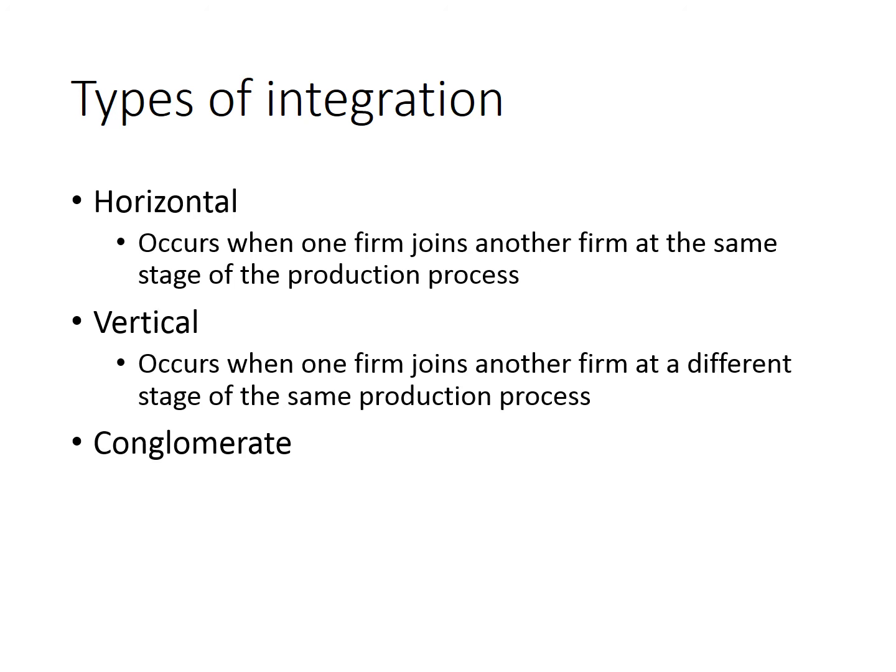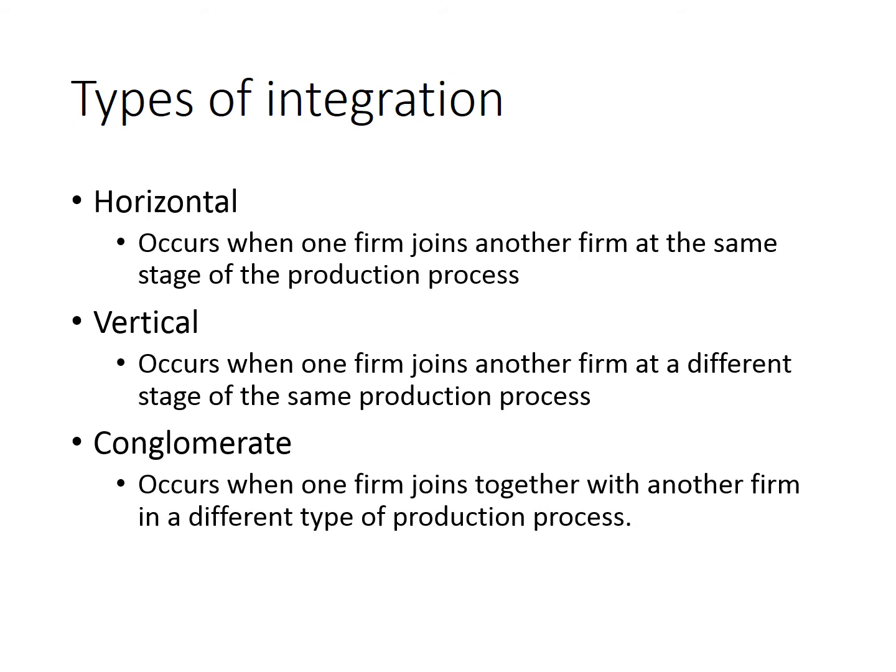Vertical is at a different stage of the production process, so this might be buying out your suppliers or your distributors. So that's the vertical thing, supply chain. Then conglomerate is just where you join another firm just because it's relevant. Okay, so it's a different production process, but you can see some commonalities there.